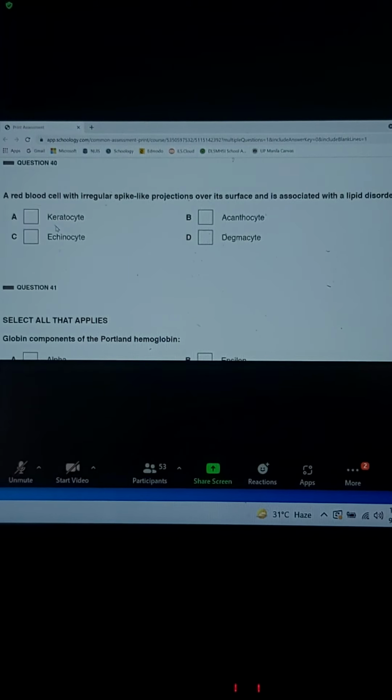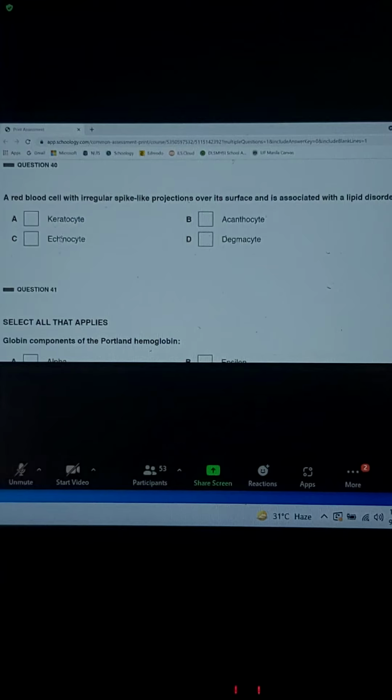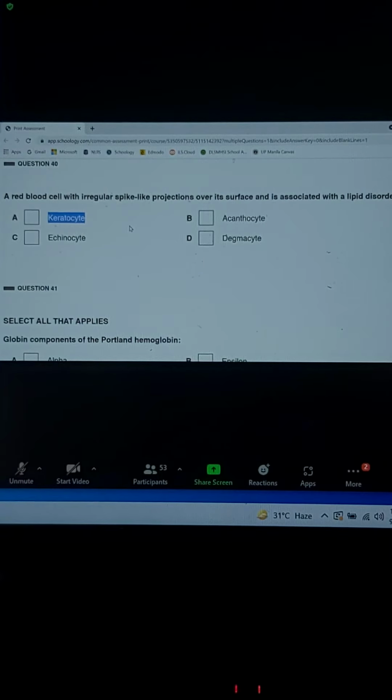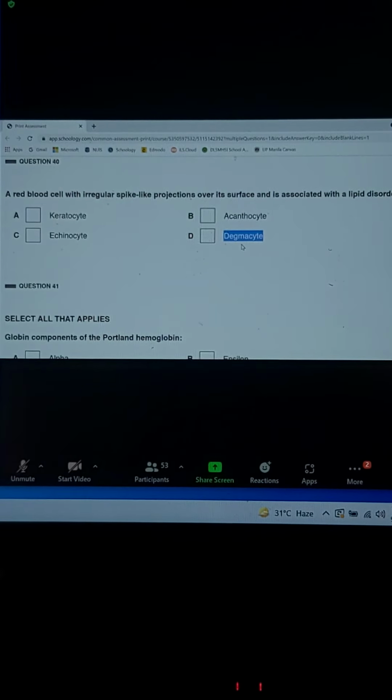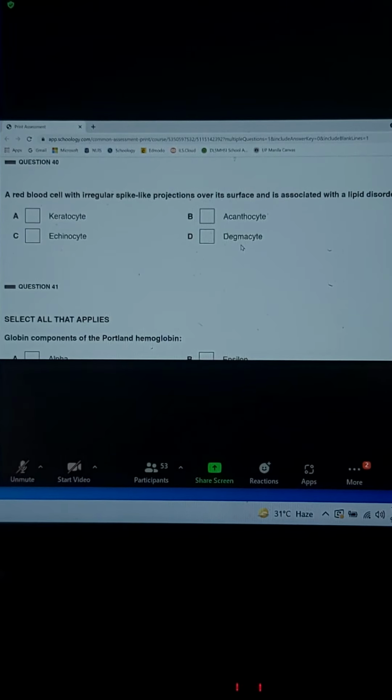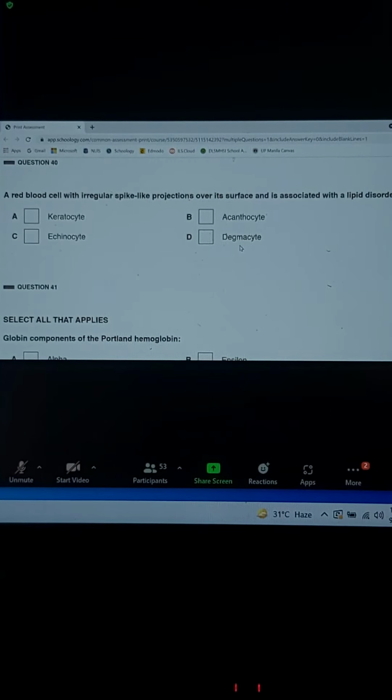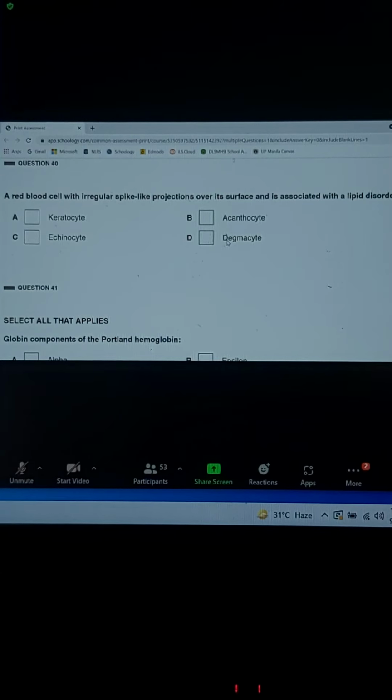Si keratocytes or yung horn cells, they are associated with intravascular hemolysis. Si degmacyte, this is associated with, ano ang associated disease ni degmacyte? G6PD deficiency. Because your degmacyte, this is also known as your bite cell.